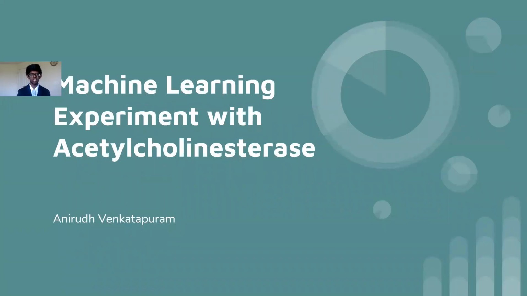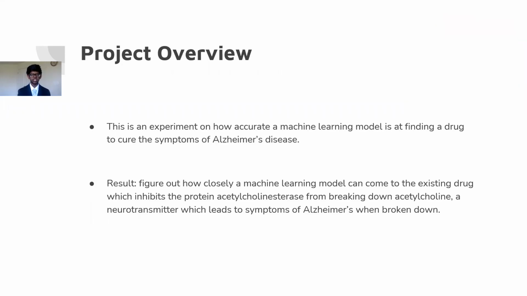Now moving on to my machine learning experiment with acetylcholinesterase. This is basically an experiment to see how accurate a machine learning model is at finding the drug to cure the symptoms of Alzheimer's disease. The result is to figure out how closely a machine learning model can come to an existing drug, which inhibits the protein acetylcholinesterase from breaking down acetylcholine, which is the neurotransmitter that leads to the symptoms of Alzheimer's after it's broken down.